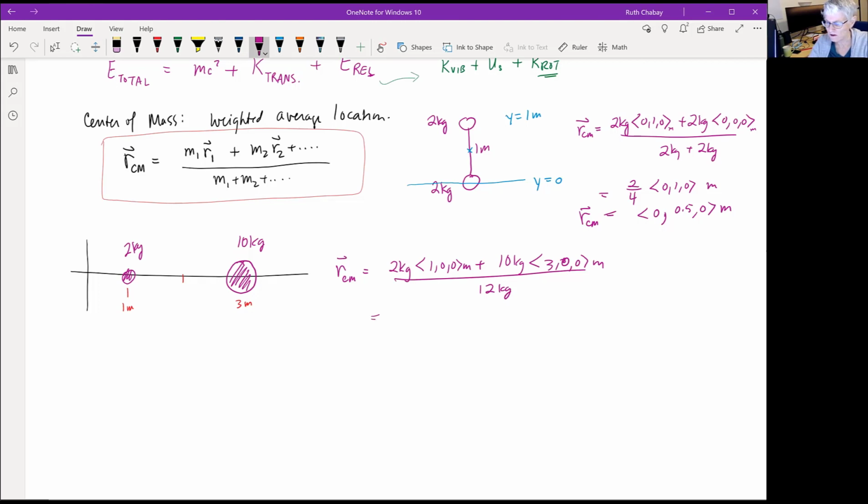And this gives us 32 kilogram meters divided by 12 kilograms, and that's going to be something like 2.67 meters. And that's basically a lot. That's pretty close to this big mass. Our center of mass actually comes out here.